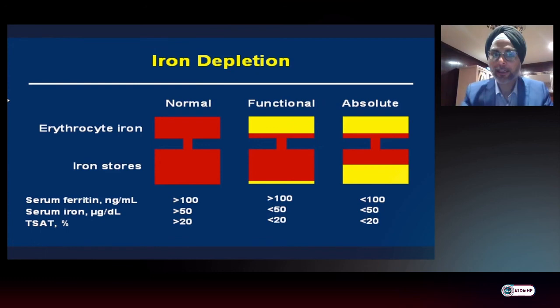However, in absolute iron deficiency, all the stores are depleted. You have reduction in serum ferritin, serum iron, as well as transferrin saturation. And it is important to recognize these different variations and changes to correctly interpret iron deficiency in heart failure.